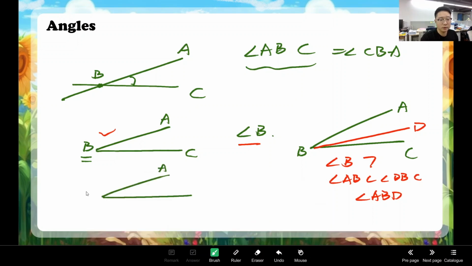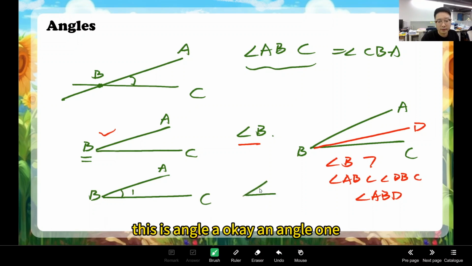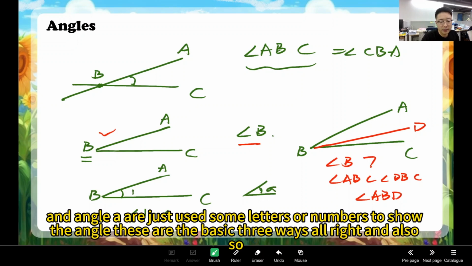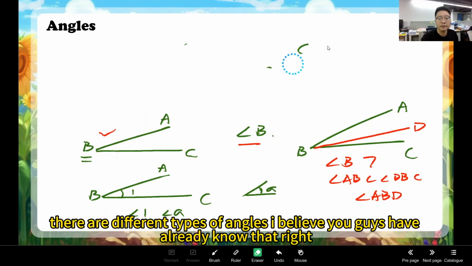When there's angle ABC, right, I can name this one as angle 1 or angle A. Okay, for example, this is angle A. And angle 1 and angle A just use some letters or numbers to show the angle. These are the basic three ways. Alright, and also, there are different types of angles.